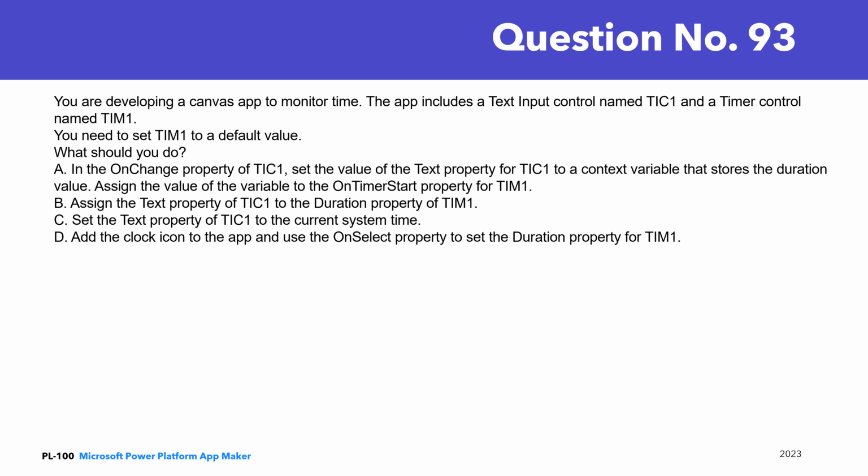A. In the onChange property of Take1, set the value of the text property for Take1 to a context variable that stores the duration value. Assign the value of the variable to the onTimerStart property for Tim1. B. Assign the text property of Take1 to the duration property of Tim1. C. Set the text property of Take1 to the current system time. D. Add the clock icon to the app and use the onSelect property to set the duration property for Tim1. Correct answer, B.